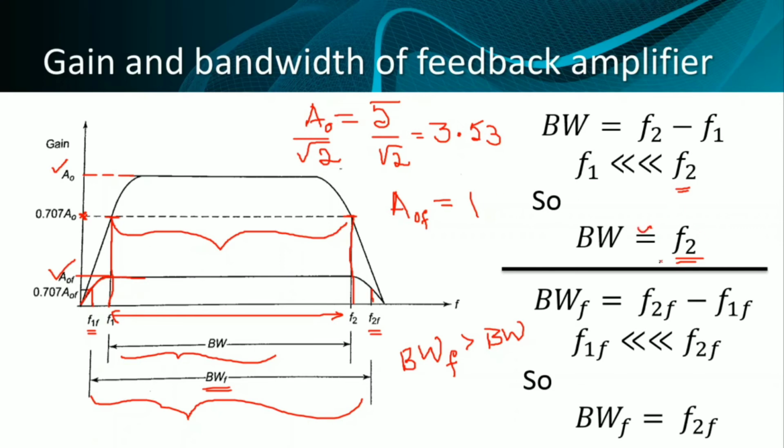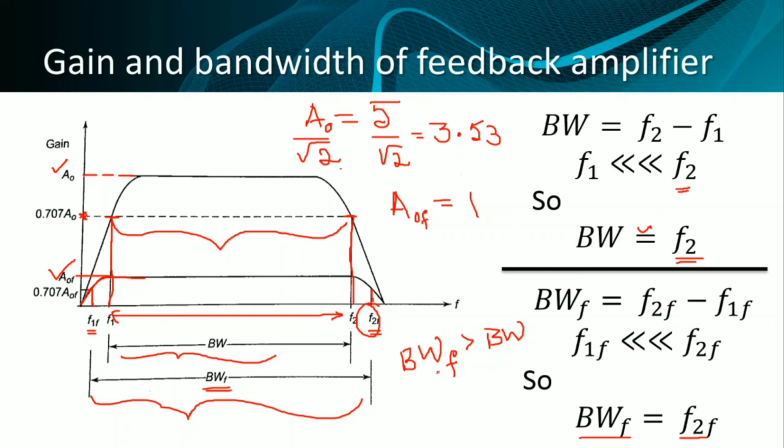Next, the same thing, bandwidth with feedback is F2F minus F1F. F1F is smaller than F2F. Therefore, bandwidth with feedback is equal to F2F, that is the second operating range.